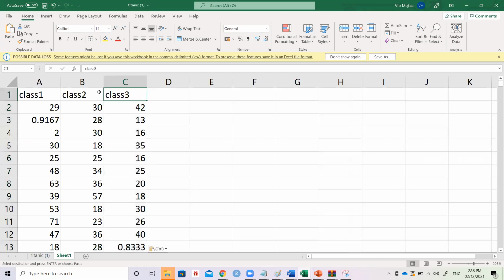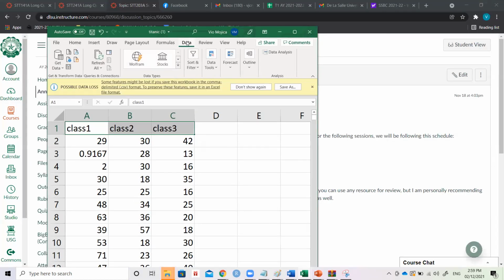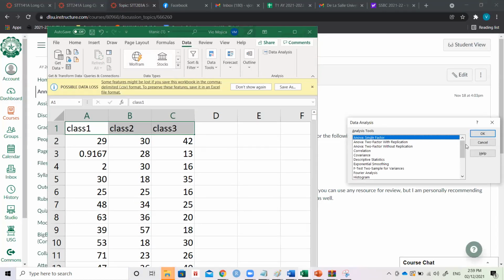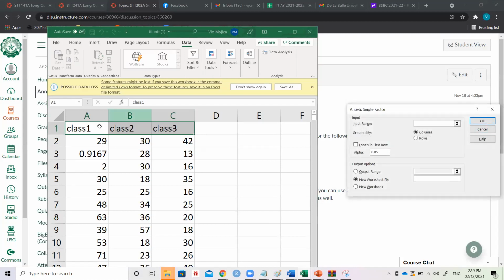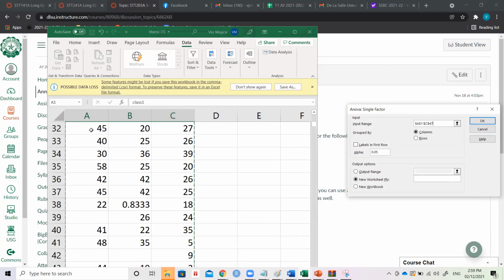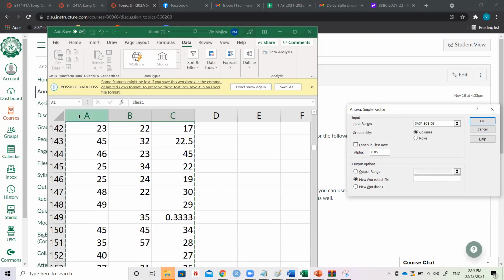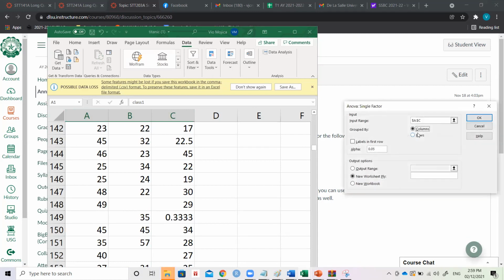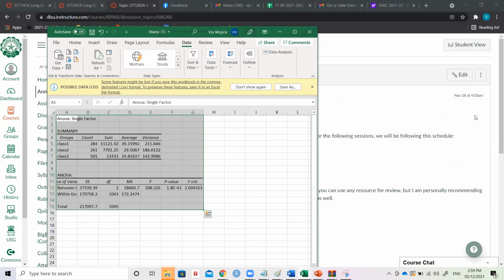So here, data should be structured this way for Excel to accept it. So data, let's use ANOVA na, single factor. Input range will be everything. Sige, pwede na siguro to. The whole columns, whole 3 columns. Group by columns. Labels in the first row, alpha is 0.05. Then we have this.